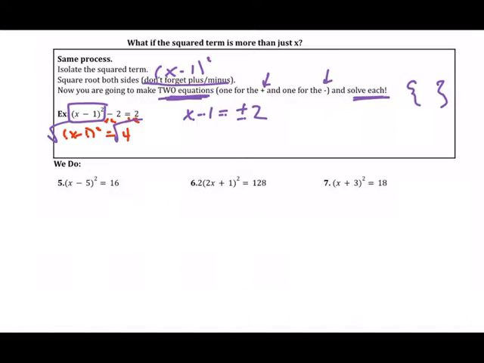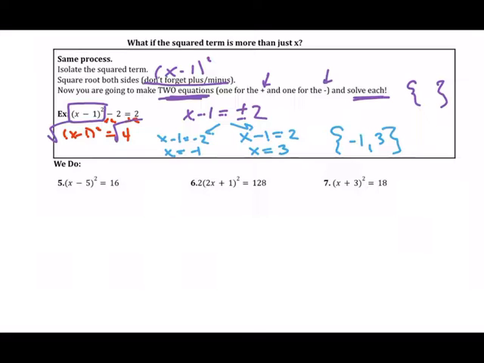Now we're actually going to split this into 2 different equations. This is saying that either x minus 1 is negative 2 or x minus 1 is positive 2. So we're splitting that into 2 separate equations, one for the positive and one for the negative. And then we're going to solve. If I add 1 here, this is going to give me x equals negative 1. If I add 1 here, this is going to give me x equals 3. So my 2 solutions for this example are negative 1 and 3.